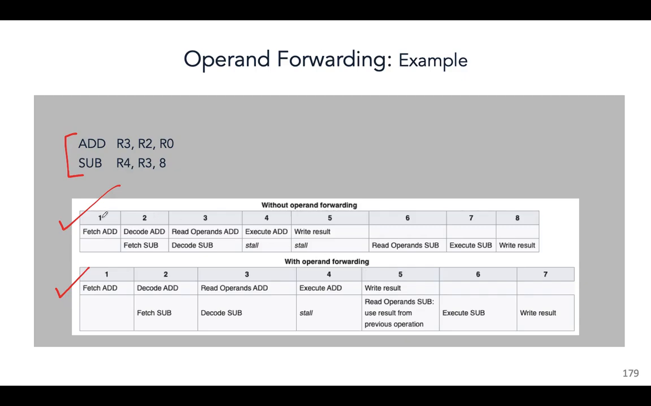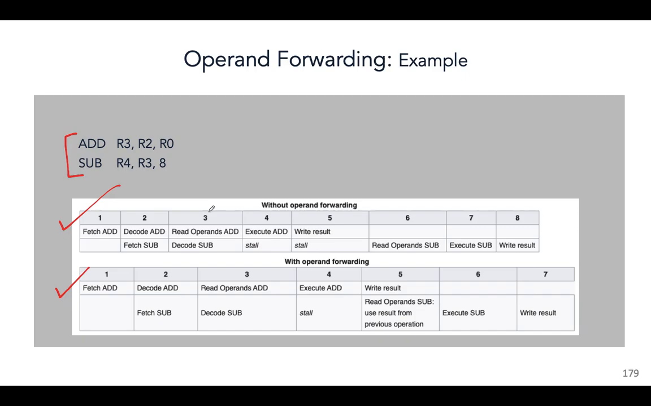The first clock cycle occurs and the first instruction is fetched. So add is fetched. When the second clock cycle occurs, add will move on to the next phase, which is decoding, and also the new instruction will be fetched, right? So in clock cycle 2, the add instruction is decoded and the subtract instruction is fetched.